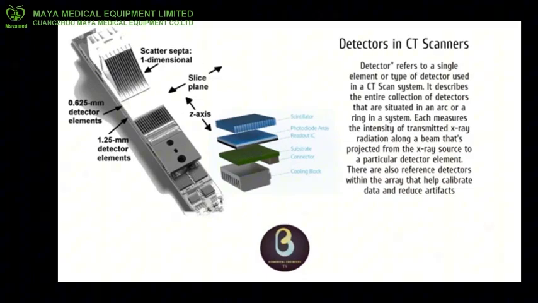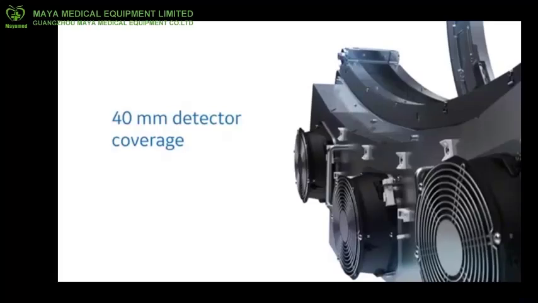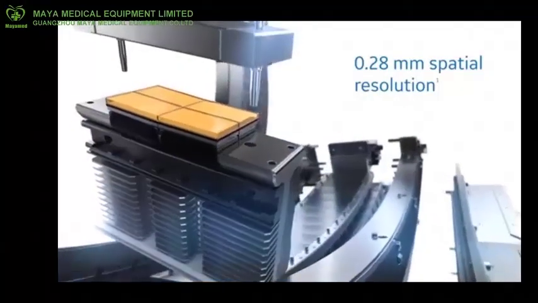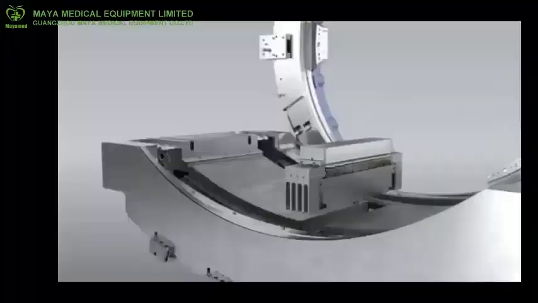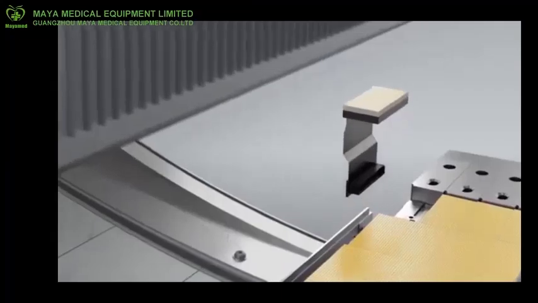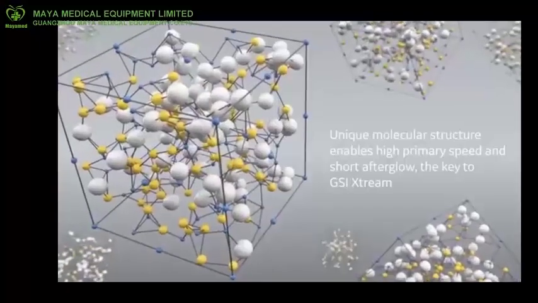The term detector refers to a single element or single type of detector used in a CT system. The term detector array is used to describe the entire collection of detectors included in a CT scan system. Specifically, the detector array comprises detector elements situated in an arc or a ring, each of which measures the intensity of transmitted X-ray radiation along a beam projected from the X-ray source to that particular detector element. Also included in the array are elements referred to as reference detectors that help calibrate data and reduce artifacts. Detectors can be made from different substances, each with their own advantages and disadvantages.